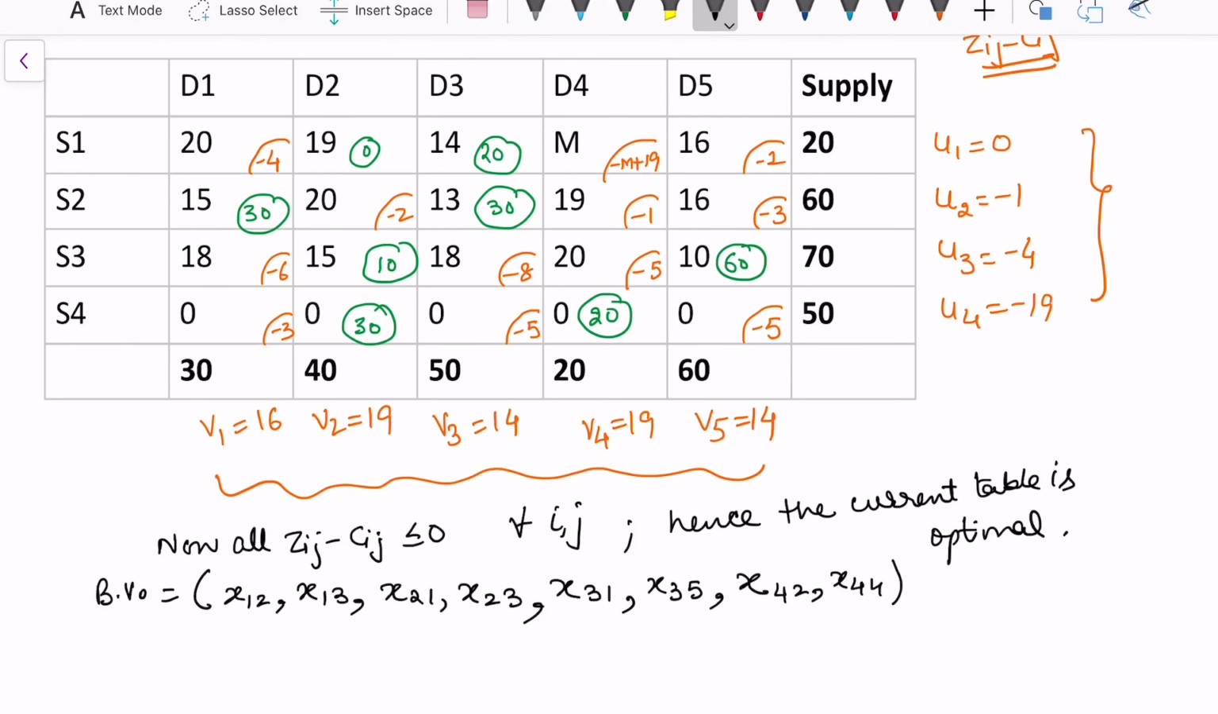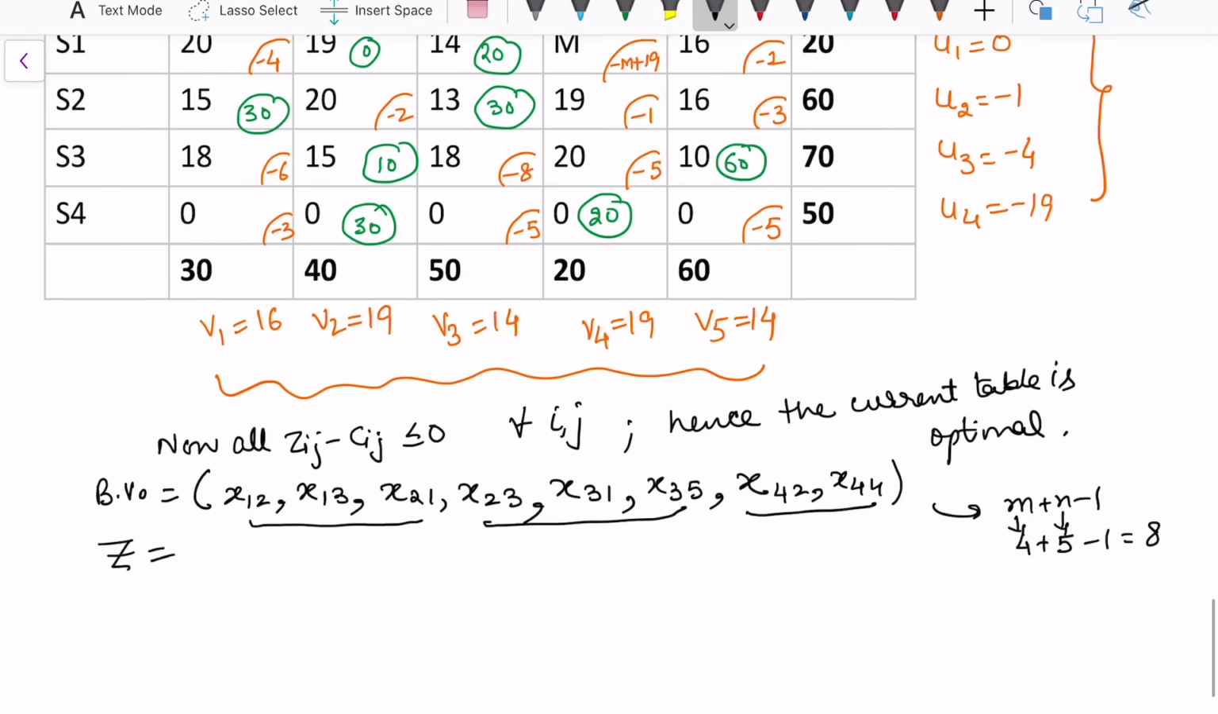So these are the basic variables, and the total count is back to m plus n minus 1. There are 4 sources and 5 destinations, minus 1. So this count should be 8, and we have calculated 8 basic variables. Now to calculate Z, we simply need to multiply these xij's with the corresponding allocations. So we multiply xij with Cij.